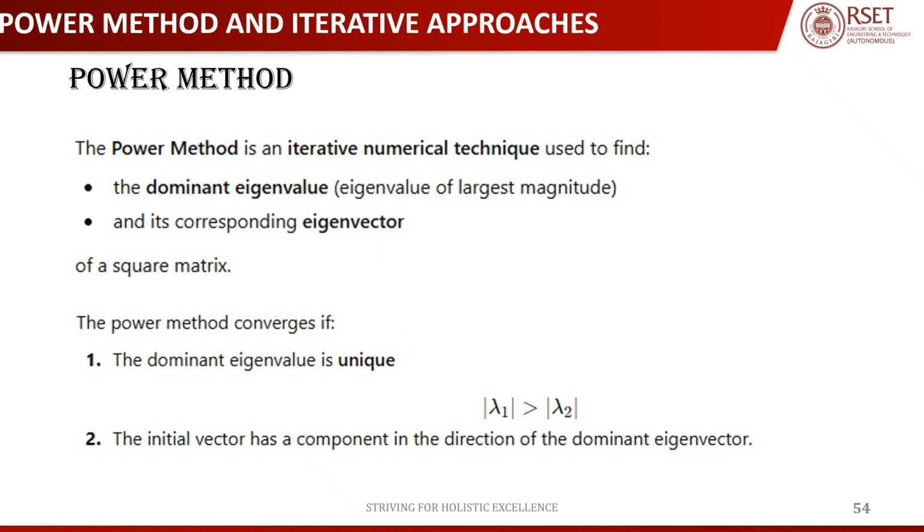So suppose lambda 1, lambda 2, etc., lambda n are the eigenvalues, then we must be able to let lambda 1 be the largest eigenvalue. Then lambda 1 should be strictly greater than all the other lambdas. It should not be repeated. That's one condition for the power method to converge. And also the initial vector should have a component in the direction of the dominant eigenvector. We'll see what that means by doing some problems. So now let's see some problems related to the power method.